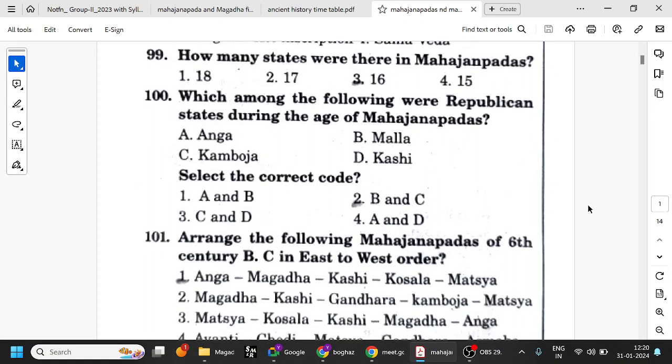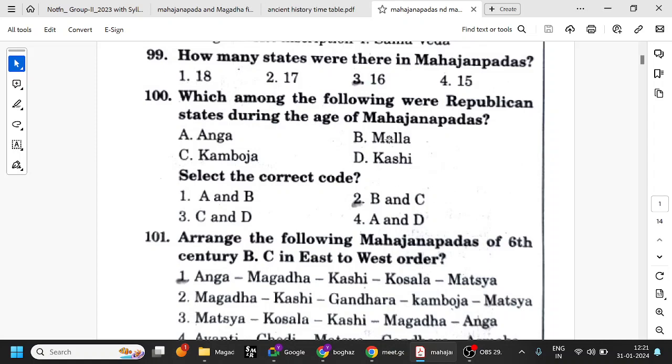Which among the following are republican states? As we have discussed, most of the states are monarchical in nature. That means there is a king and the king is all powerful. So obviously the Brahmins will also have domination. The Brahminical domination was there. And we have seen Magadha, etc. are all monarchical. Only from republican states have new religions come, Buddhism and Jainism. Wherever new religions have come, they are mostly from republican states.